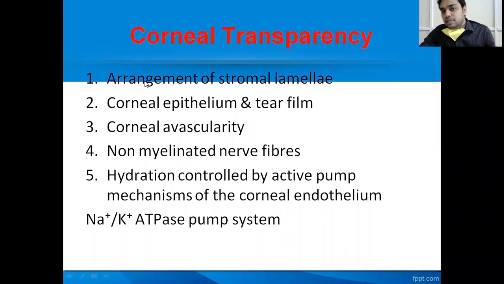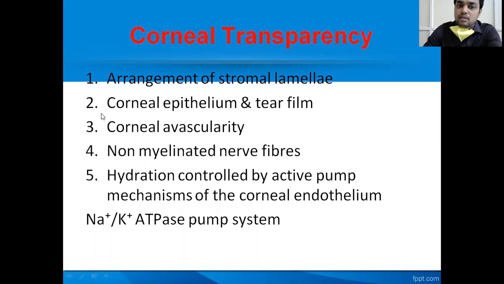So transparency of the cornea is very important for proper refraction. Corneal transparency is very important. So how is this transparency maintained in the cornea? It is by these 5 points. The first one is due to the normal regular arrangement of the collagen bundles in the stroma. If there is any irregular arrangement of the collagen bundles, it leads to opacity in the cornea. By nature, the stromal collagen bundles are arranged regularly in the cornea. So this is the first point which helps in maintaining the transparency of the cornea.